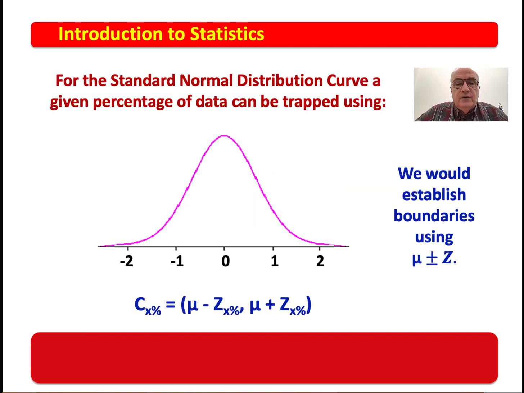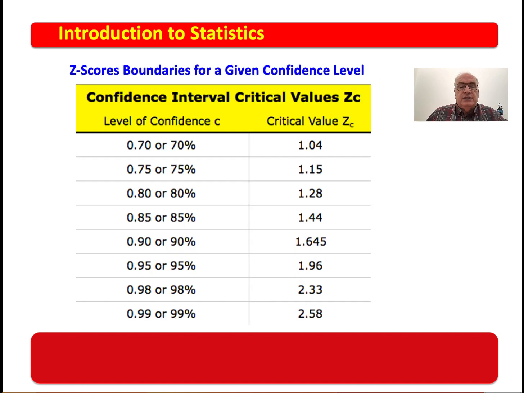Now, for the standard normal distribution curve, a given percentage of data can be trapped using mu minus the z-score and mu plus the z-score to establish the boundaries. I want you to notice that we have done a confidence interval at a given percent, and we have established boundaries. The boundary might be here and here. The boundary might be here and here. It depends on the level of confidence that you desire.